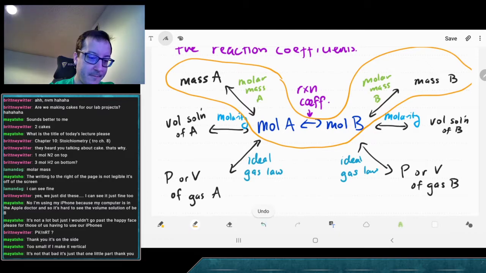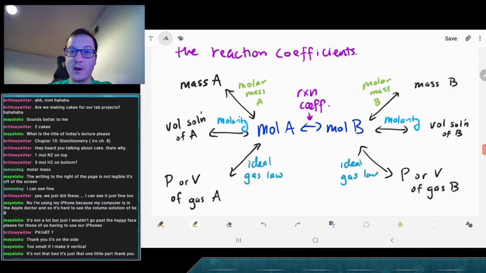Okay. So, that's the idea here. We're going to just be using this chart for the rest of the chapter. All right, so this would be a good thing to screenshot or something. Important little bit here.